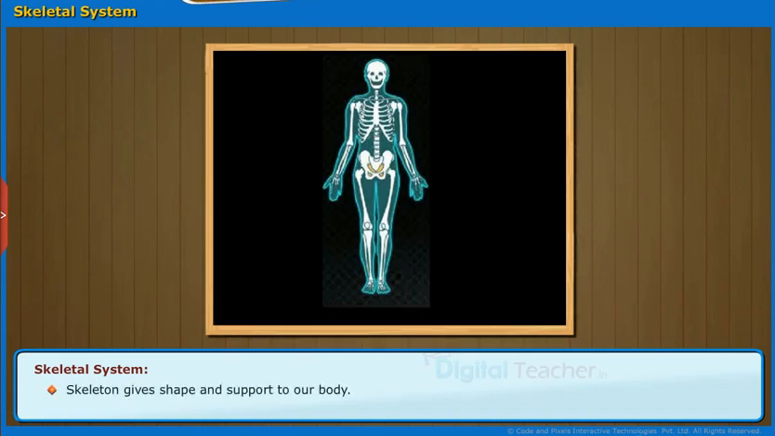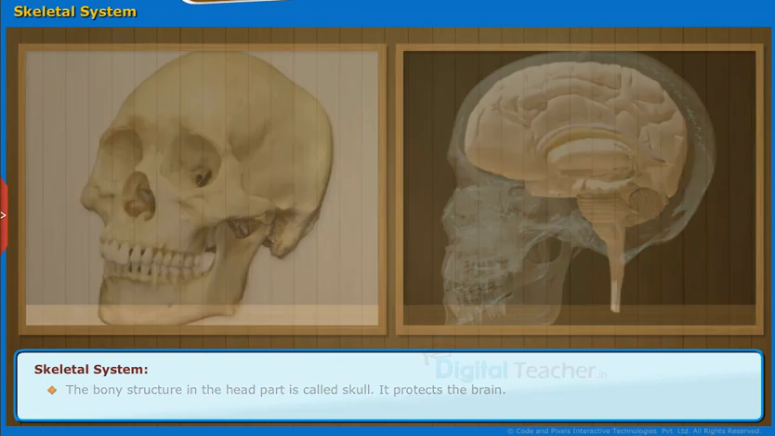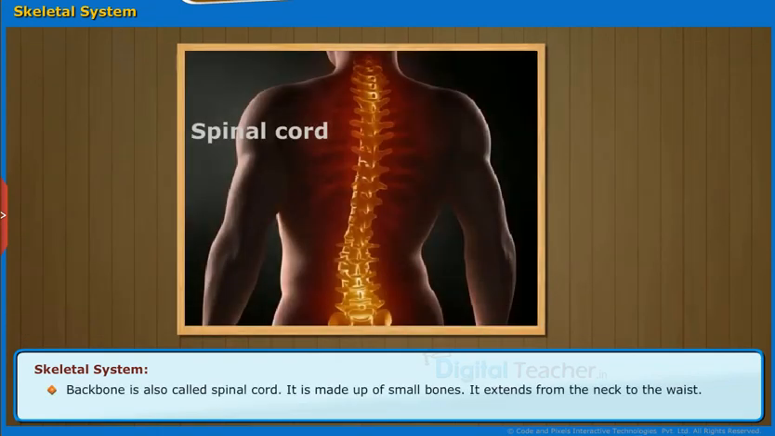Skeleton gives shape and support to our body. It protects some important internal organs of our body. The bony structure in the head part is called skull. It protects the brain. Backbone is also called spinal cord.